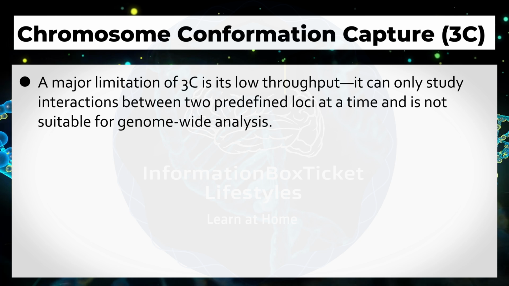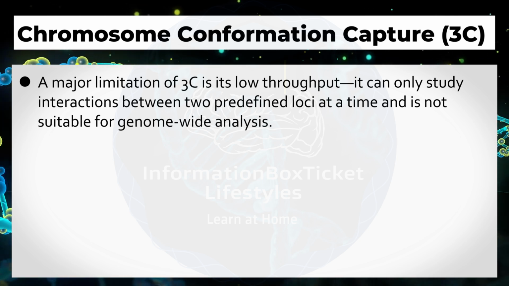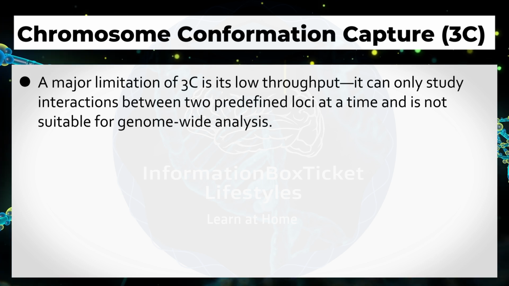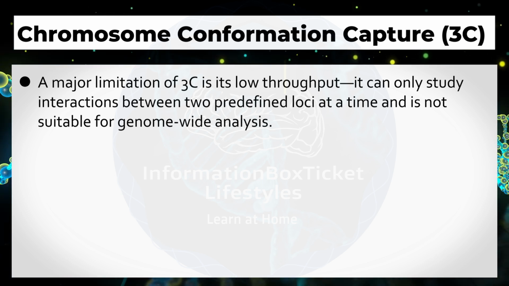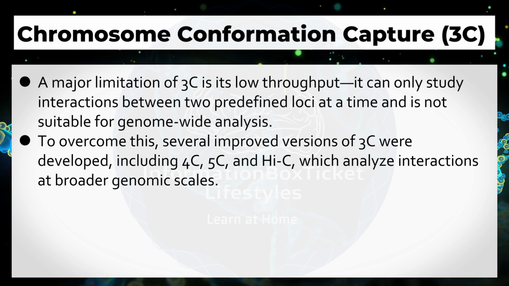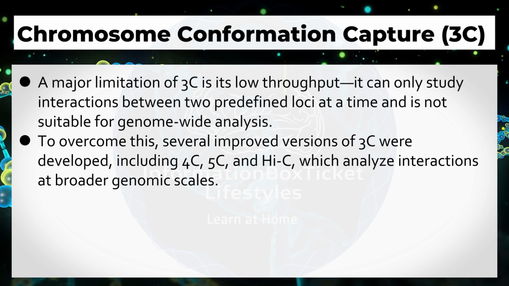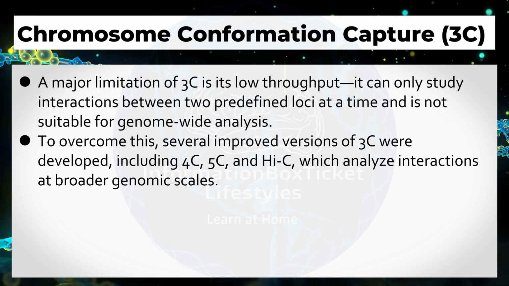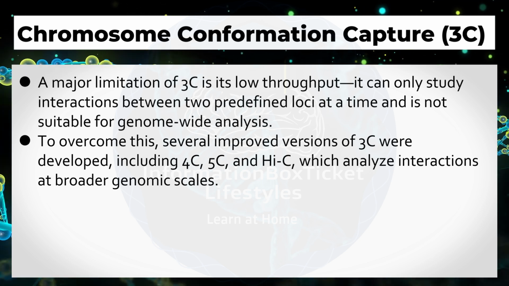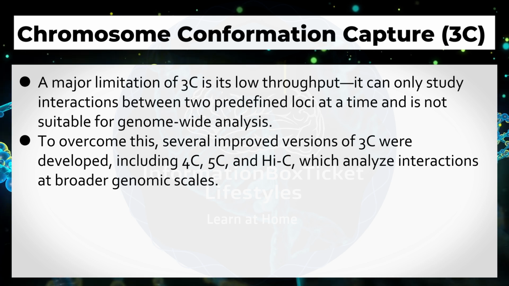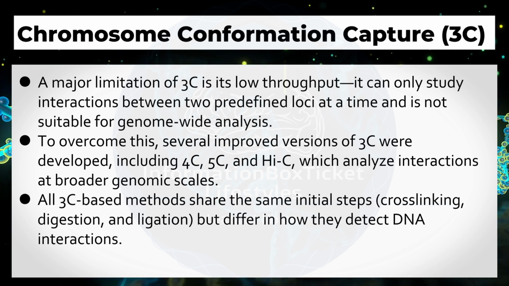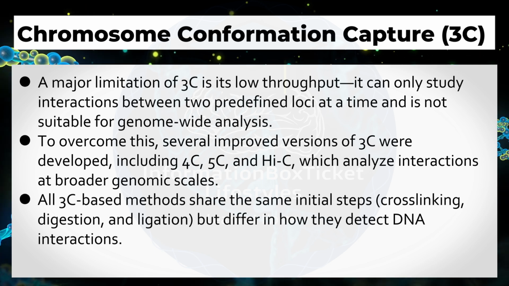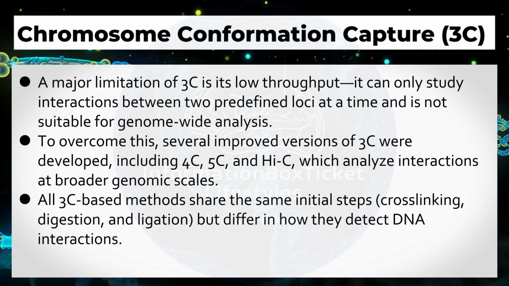A major limitation of 3C is its low throughput. It can only study interactions between two predefined loci at a time and is not suitable for genome-wide analysis. To overcome this, several improved versions of 3C were developed, including 4C, 5C, and Hi-C, which analyze interactions at broader genomic scales. All 3C-based methods share the same initial steps, cross-linking, digestion, and ligation, but differ in how they detect DNA interactions.